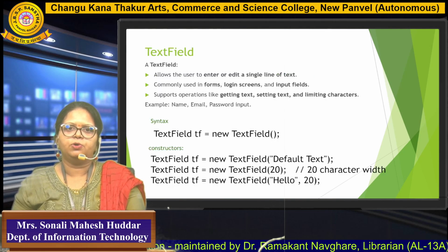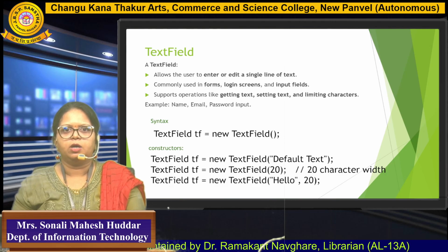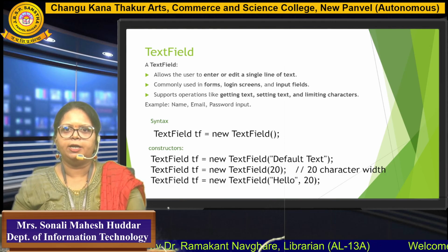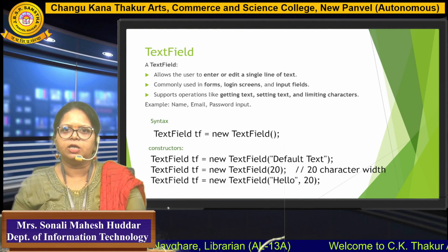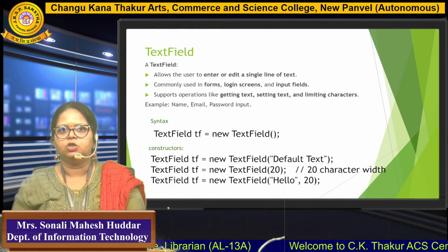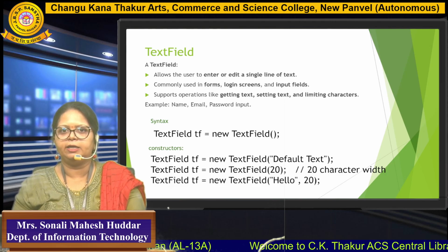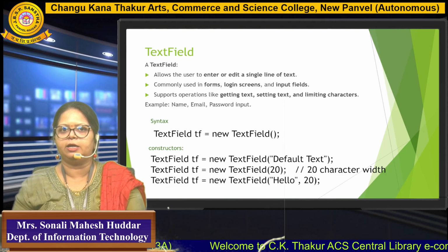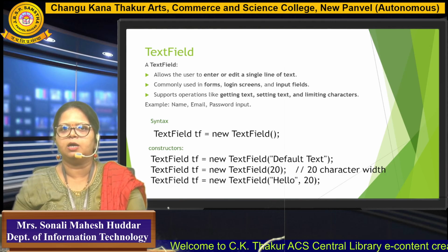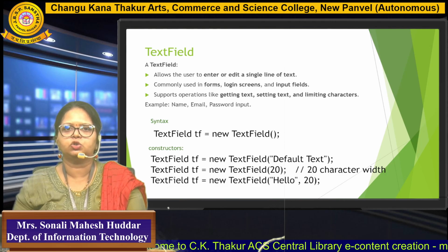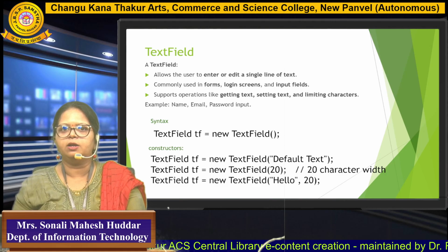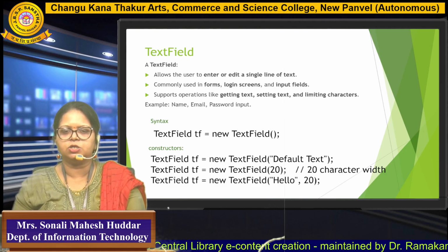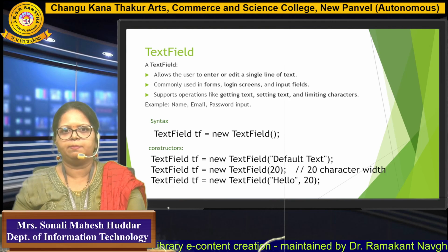The next component is TextField. It allows the user to enter or edit a single line of text, commonly used in forms, login screens, and input fields. It supports operations like getting text, setting text, and limiting characters. For example, name, email, password input. For that you are going to create this single line text. Syntax: TextField, object of that tf is equal to new TextField, constructor method.